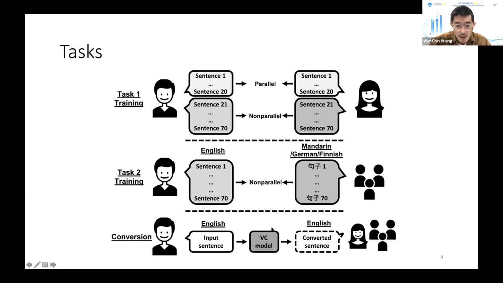What's challenging about this task is that the VC model has never seen these target speakers speak English before. So the VC model is asked to somehow model, for example, the pronunciation or the speaker characteristics of the target speakers so that they can correctly speak the English in a native way.